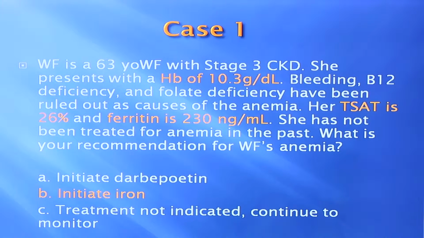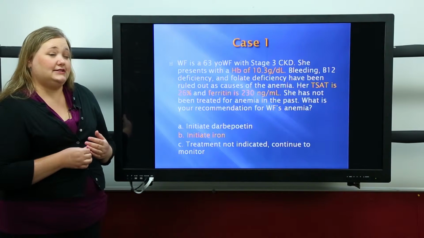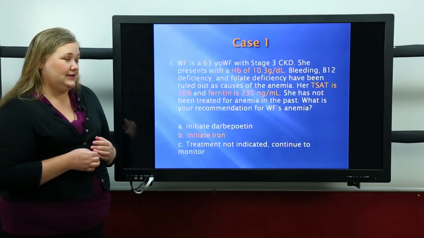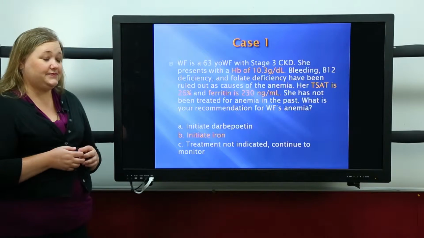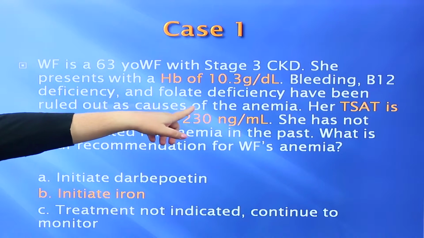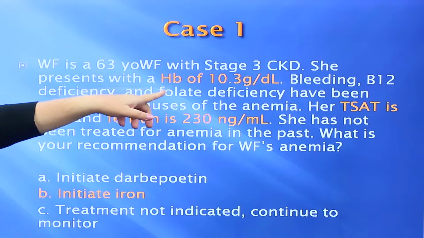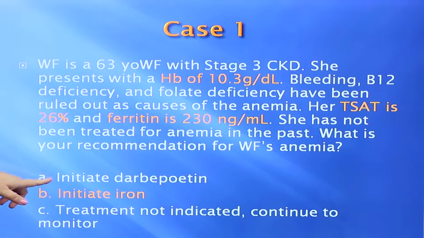So based on the information that we've gone over, thinking about our KDIGO recommendations that recommend starting an ESA when hemoglobin is less than 10. So her hemoglobin is 10.3. So according to our guidelines, she does not qualify for an ESA. So we wouldn't initiate darbepoetin.